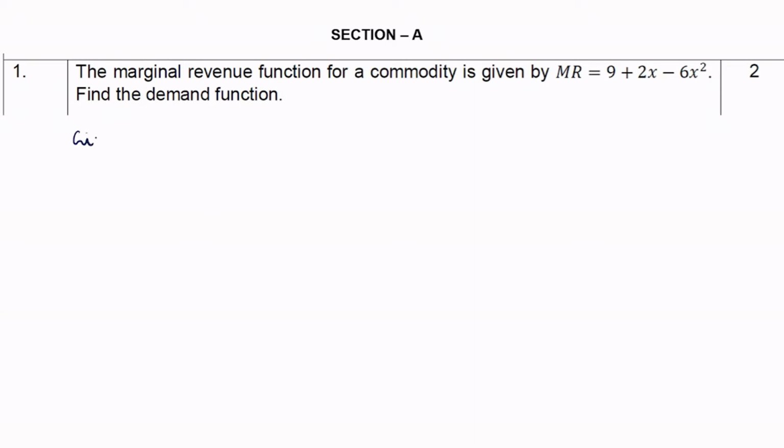So here given marginal revenue equal to 9 plus 2x minus 6x square. Now to find the demand function we need to find P in terms of x. So to find P, let us find the total revenue from the marginal revenue function. So total revenue equal to integral marginal revenue function into dx. So it is integral 9 plus 2x minus 6x square dx.